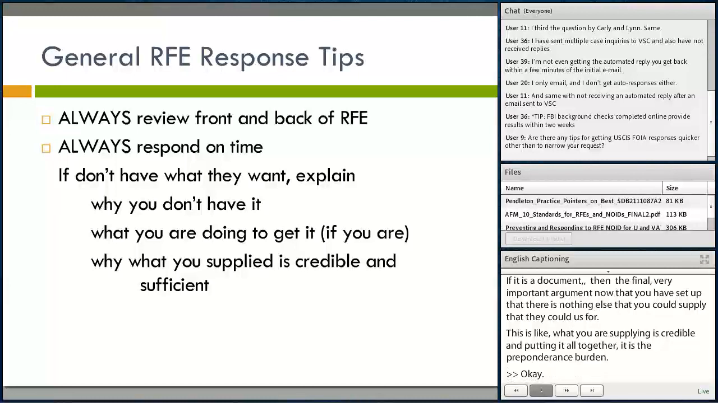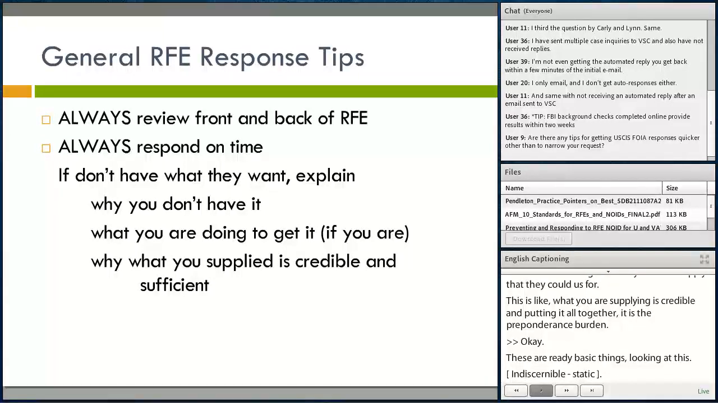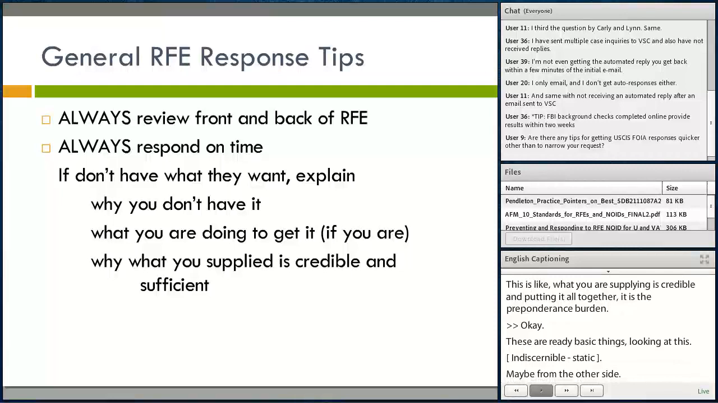These are pretty basic things, like always look at both sides of what you get from the government. There may be things on the other side. Always, always, always respond on time. Even if what you're saying is, look, you're asking for all these things, you can't possibly get these in 30 days, but here's how we're trying, and here's what we've gotten so far.